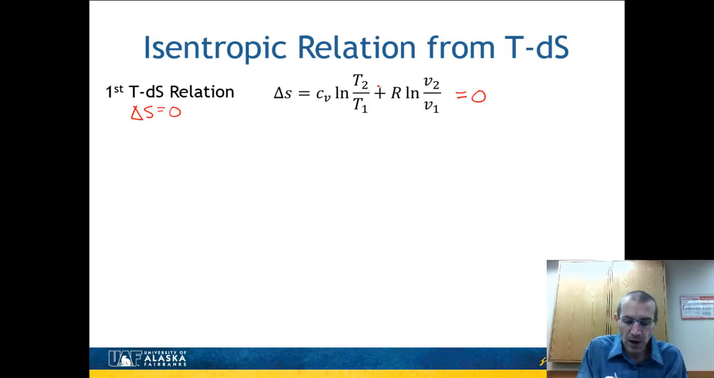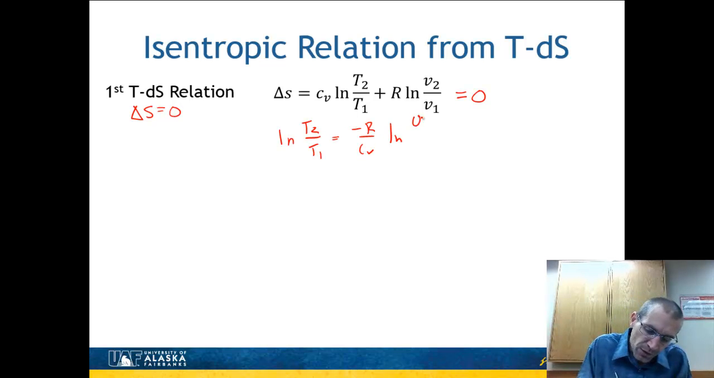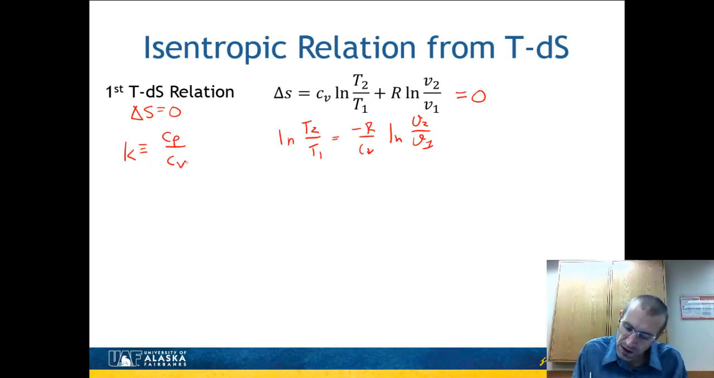I can then go ahead and rearrange this equation, and if I move one to the other side, I get ln of T2 over T1 is equal to minus R over Cv, ln of V2 over V1. Now I'm going to do some further substitutions. One I'm going to use is this value k, which is defined as simply the ratio of the heat capacities, Cp over Cv. It just makes this form a little bit simpler.